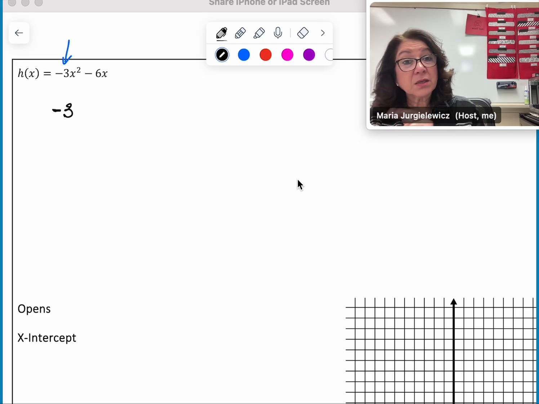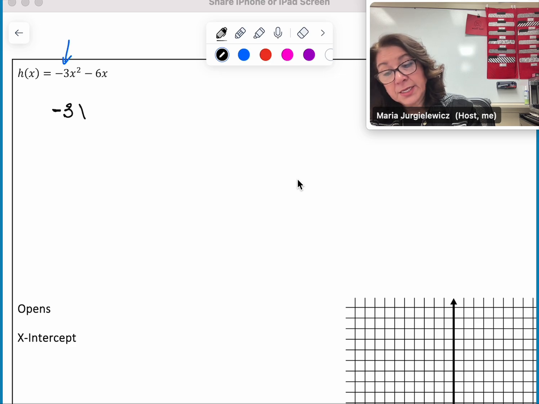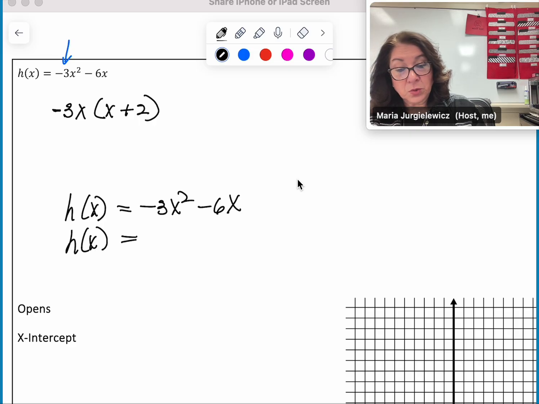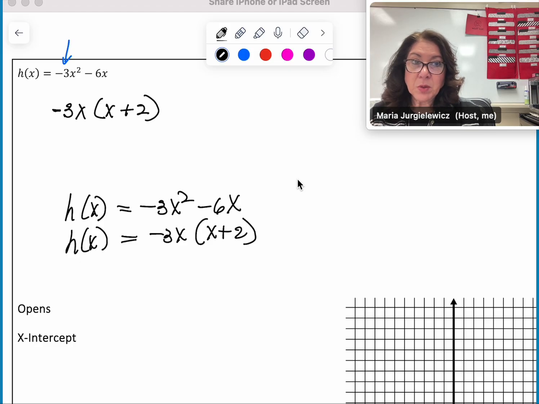All right, when I take a look, they both have x's, so I can take out an x. And now what am I left with? Well, negative 3 divided by negative 3 is a positive 1, and an x is still there. Negative 6 divided by a negative 3 is a positive 2, and I took away his x. So now my two equations are h of x is equal to a negative 3x squared minus 6x, and h of x is equal to a negative 3x, parentheses, x plus 2. Same equation written in two different formats.